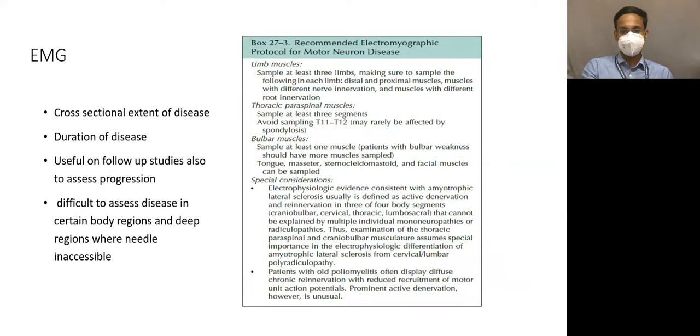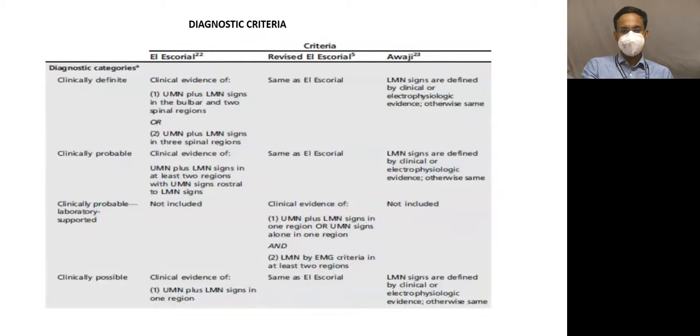examine with the needle. Now, very briefly, looking at the criteria. The initial criteria for motor neuron disease were proposed in 1990 in a place called El Escorial in Spain. If you look at it, it's clinically definite, clinically probable, and clinically possible, because there was no additional lab support here. If your patient had upper and lower motor neuron signs in 3 myotomes, you can clinically say the patient has ALS. You don't need anything else to say that the patient has ALS.